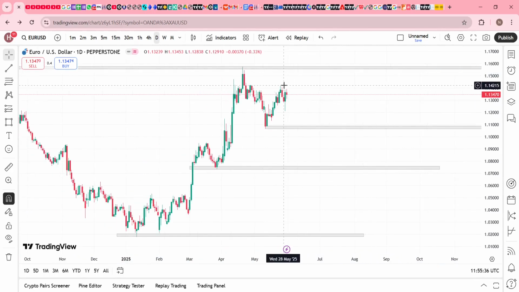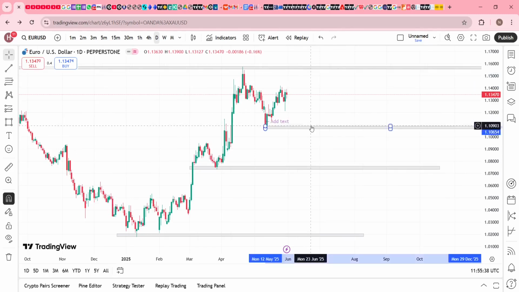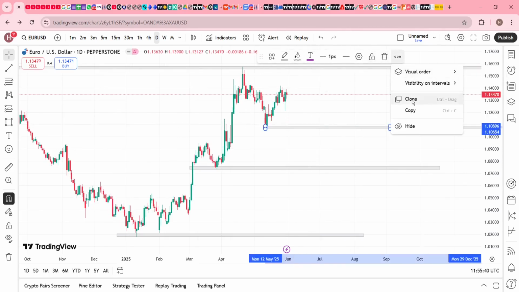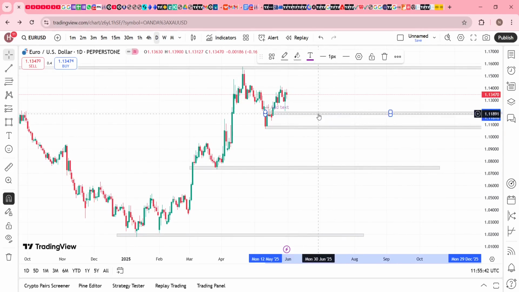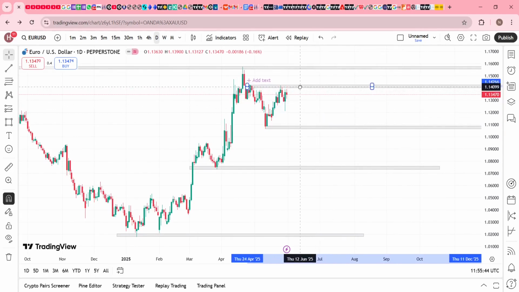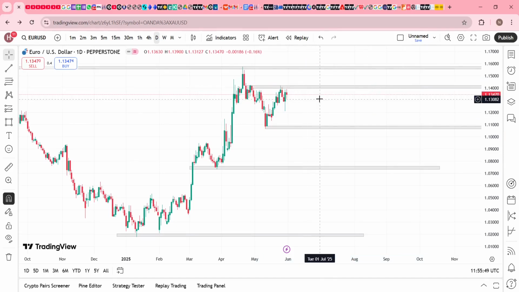So at this level, I equally see a zone. I see a resistance at this level. I see a resistance here. The market has been resisting this. I see resistance at this level also. So that is it. What else do I see? I see a demand zone here equally. I see a demand zone at this level. I see a demand zone at this level.